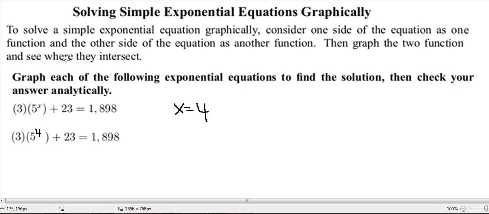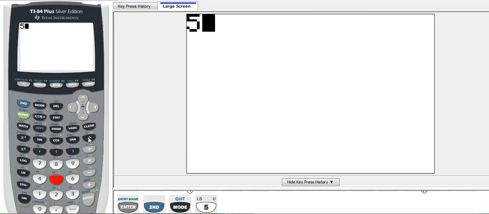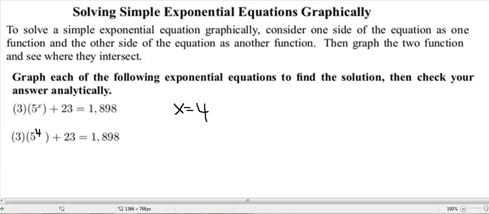Okay, so I just replaced the x with 4 here, so 3 times the quantity of 5 to the 4th power plus 23 equals 1898. So the next thing we'll do is take 5 to the 4th power, and we could do that old school, or we can simply type this in. 5 to the 4th power is equal to 625.